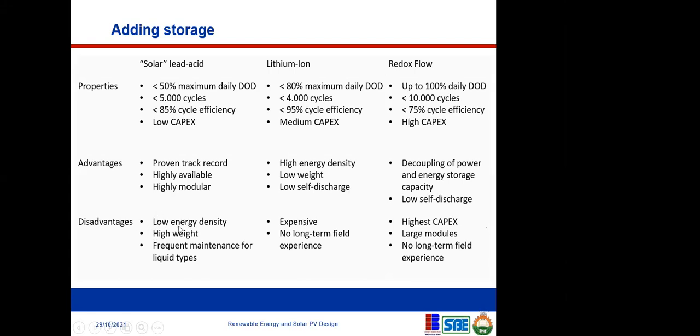The disadvantage of lead acid is that it has a low energy density, right? It has a heavy weight, and it needs frequent maintenance for the liquid type. That is, there are different kinds of lead acid batteries. So for the liquid types, you need to do frequent maintenance on them. Then for the lithium ion batteries, it is expensive. Yes, we know it is expensive, but it has a higher DOD and a higher lifespan as well.